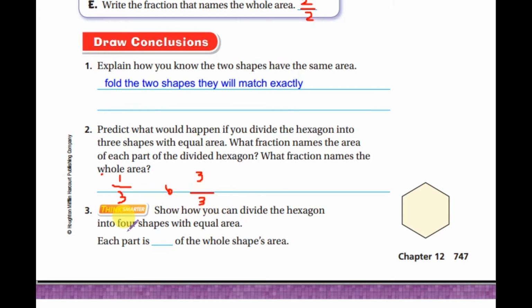Show how you can divide the hexagon into 4 shapes with equal area. So first, I will make a diagonal line exactly from the upper vertex to the lower vertex. Sorry, the line is not appropriate. Okay, so this one is the right one. Now let's make another division. This part I should divide into 2 equal parts. So if I divide it from here, will it be 2 equal parts?